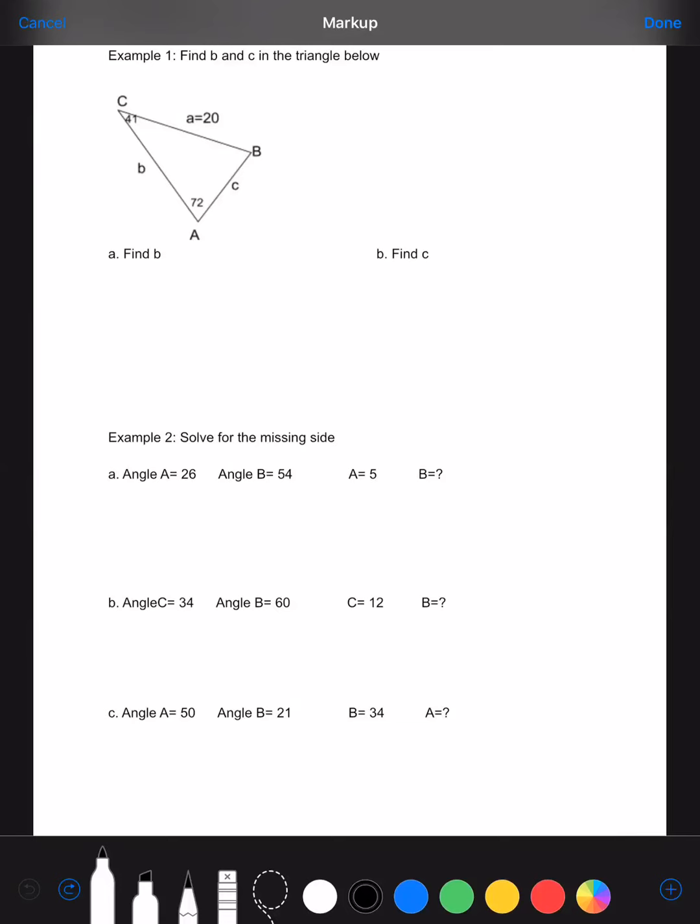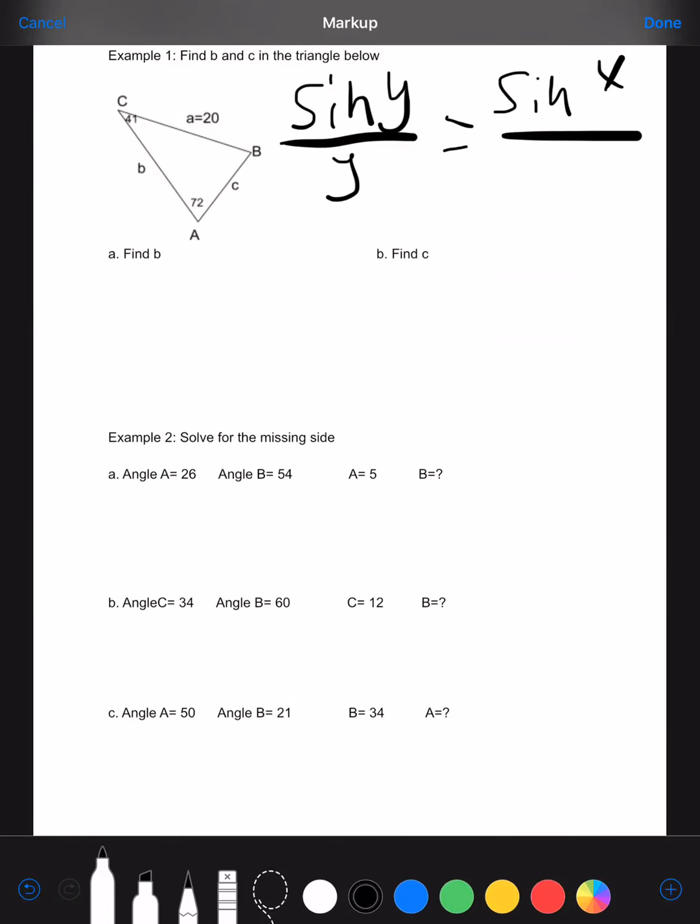So today we're going to be solving triangles using law of sine. The formula for law of sine is sine y over y is equal to sine x over x.